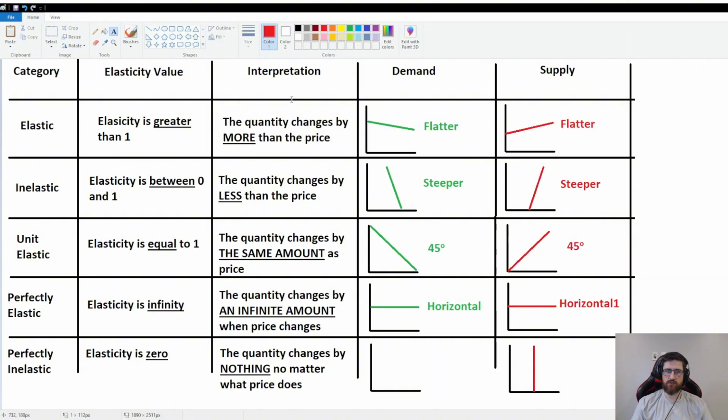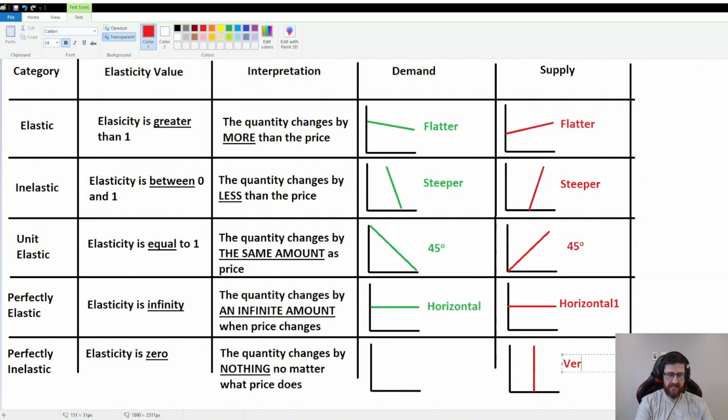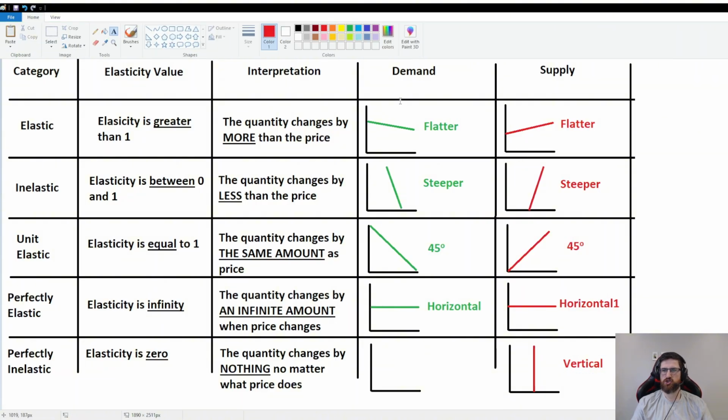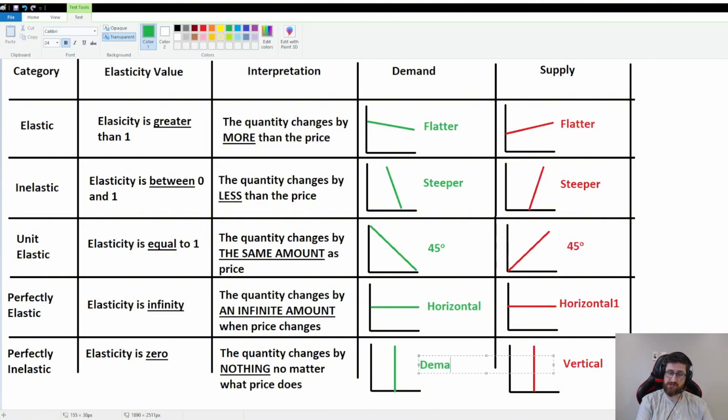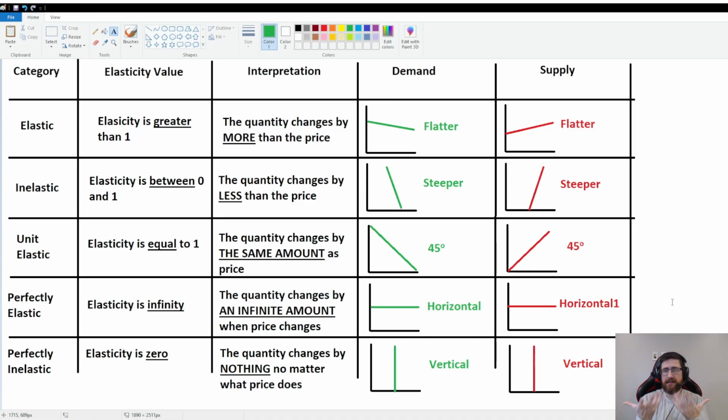So this leaves us with a vertical curve, which you are likely to see, especially with supply, both in micro and macro. A vertical supply curve is not super uncommon. I will say a vertical demand curve is probably a little less common. It can happen, again with life-saving drugs or things like that. Probably not the worst thing in the world, but it is something that we see a lot less of. So these are our categories.